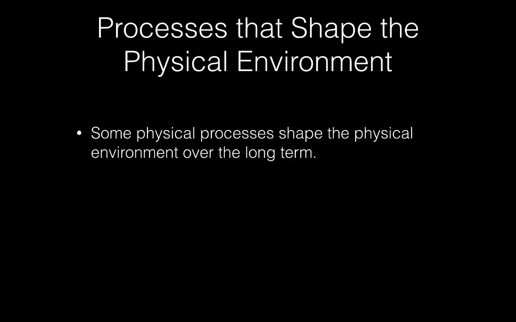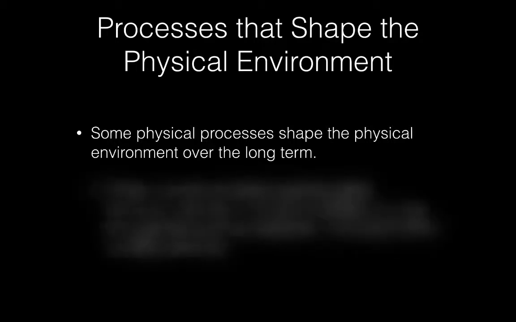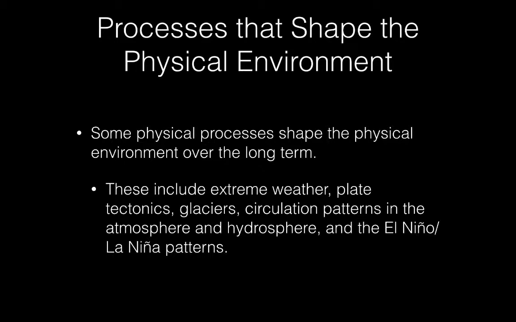Processes that shape the physical environment. Some physical processes shape the physical environment over the long term. These include extreme weather, plate tectonics, glaciers, circulation patterns in the atmosphere and the hydrosphere, and the El Nino-La Nina patterns, also called the ENSO cycle.